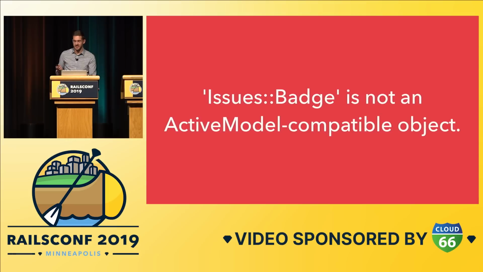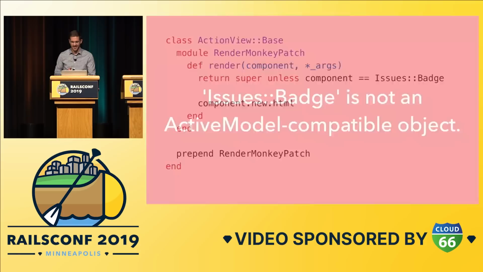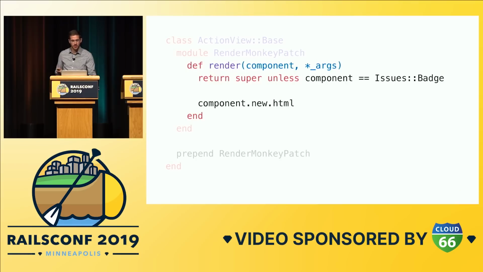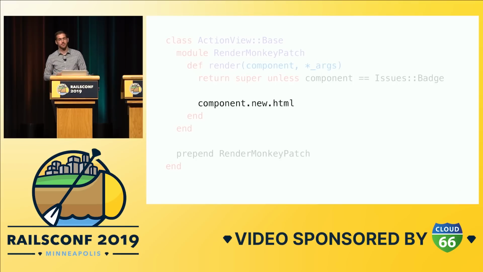Now, short of forking Rails and changing the original definition of ActionView base render, let's write a monkey patch. Not kidding. So in our monkey patch, we'll redefine render so that when we pass in our component, it calls our component's HTML method. And let's run our test again.